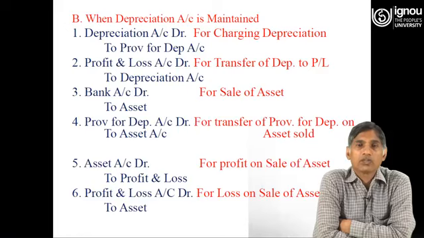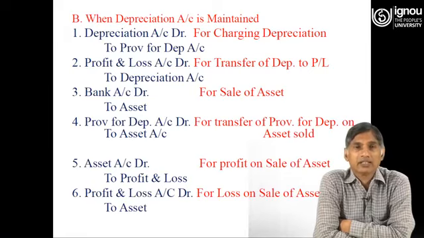Now for profit on sale of asset, the entry will remain the same: asset account debit to profit and loss. And in case of loss the entry would be reversed, and it would be profit and loss account debit to asset.